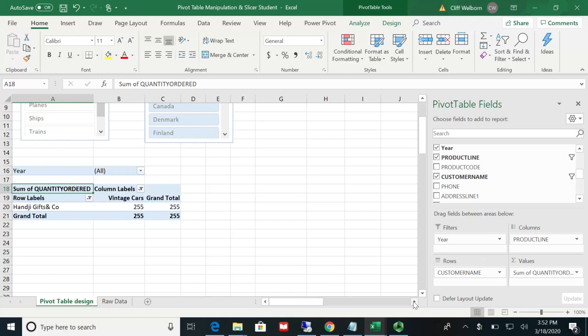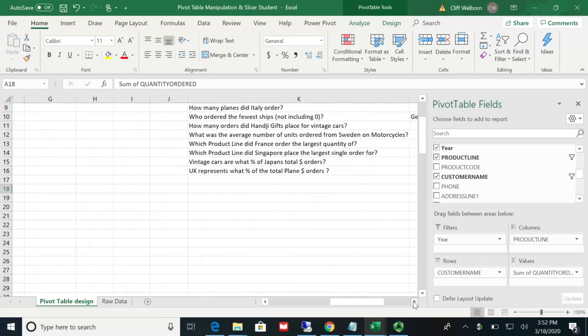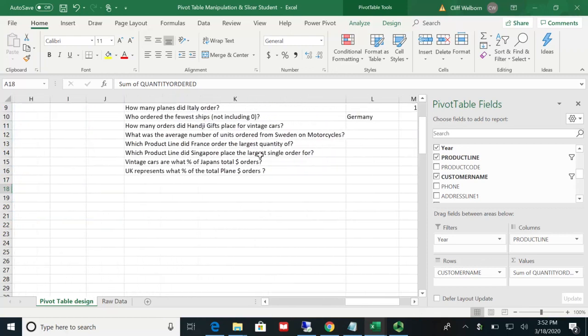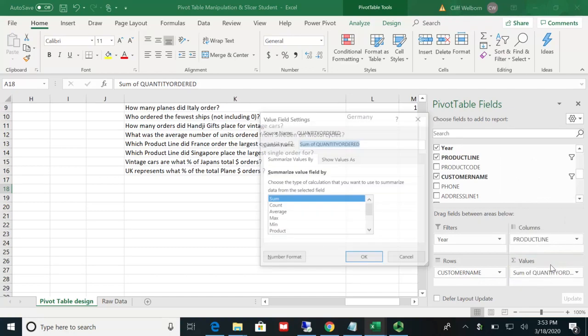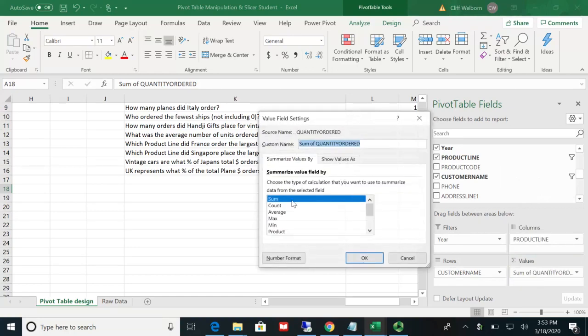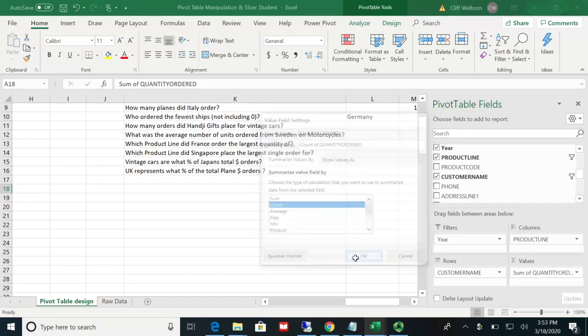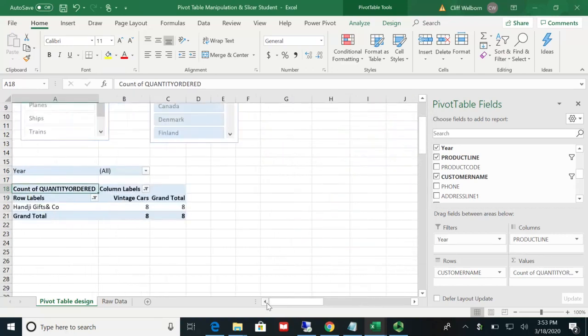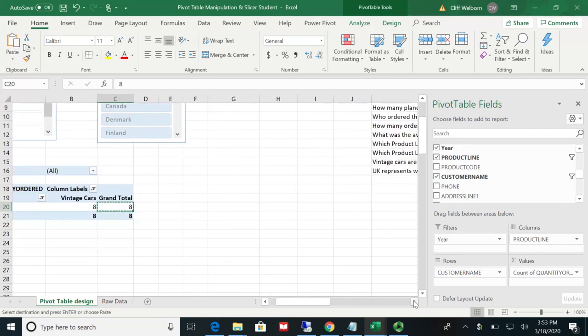So we're looking at Hanji Gifts, but let's think about it. They wanted to know how many orders. So let's look at the question. How many orders did Hanji Gifts place for vintage cars? So we don't want the sum of those orders. We want to know how many times they placed an order. So we want to count those orders. So now what we see is that Hanji Gifts placed 8 orders for vintage cars.